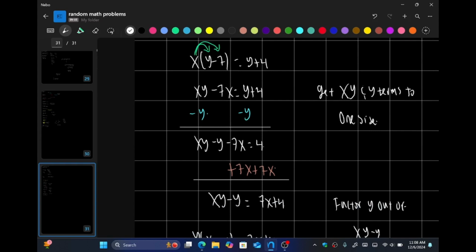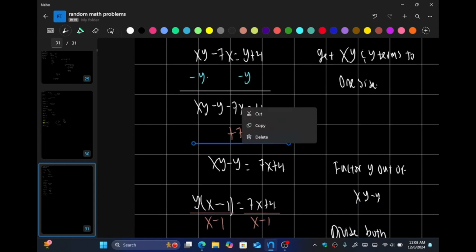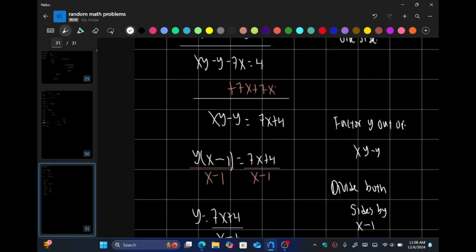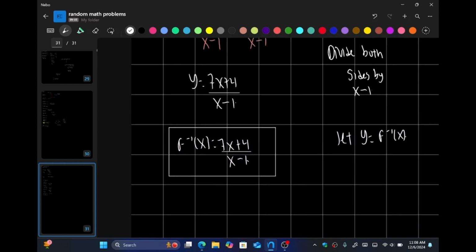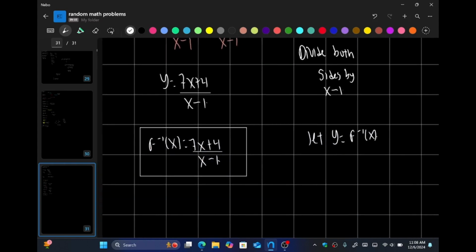We moved the y terms to one side, so xy minus y minus 7x equals 4. Finally, we added 7x on both sides, got xy minus y equals 7x plus 4, factored out the y, got y times x minus 1 equals 7x plus 4, divided by x minus 1, and then we got y equals 7x plus 4 over x minus 1. And then finally, we just let y equal f inverse of x, so f inverse of x equals 7x plus 4 over x minus 1.